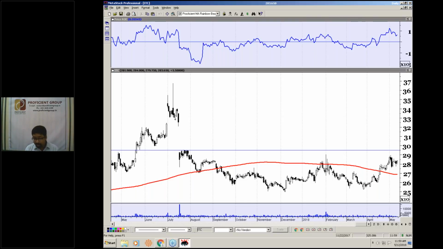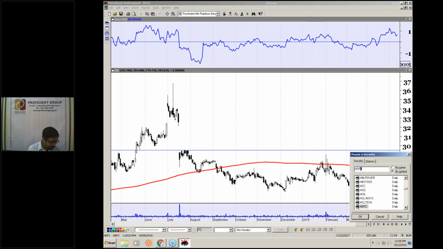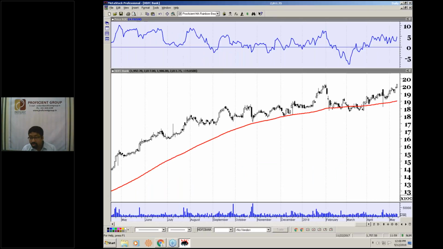And I would also like to show you one of the banking stocks. In fact, Bank Nifty has been doing pretty well. Sometimes it has been outperforming Nifty, right? So banking stocks, we have to keep vigil on them. And I can show you HDFC Bank to be especially interesting, right?